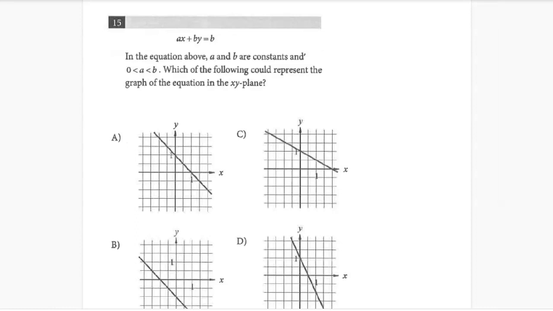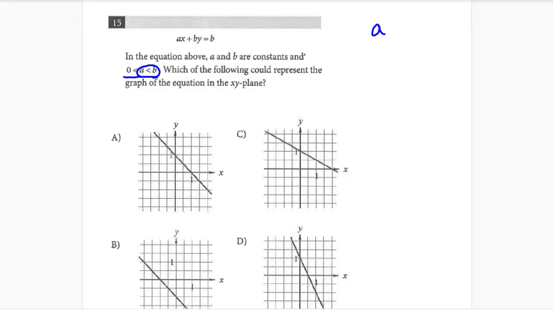All right. So number 15 says ax plus by equals c. In the equation above, a and c are constants. This is a pretty important clue right here. It says that a is smaller than c, and they're both bigger than 0. So right there, you know that a has to be less than c because of this little expression. So which line could be the graph?